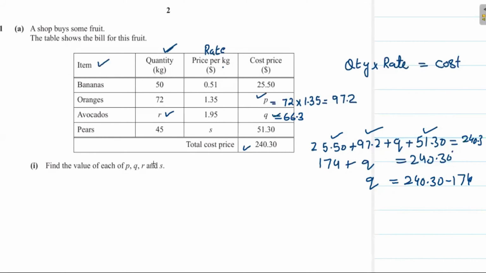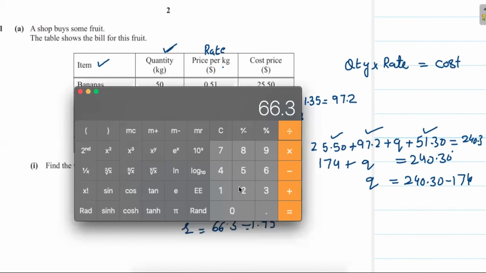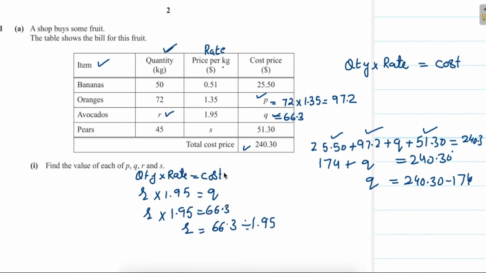Now the value of R we can find by R multiplied by 1.95, we get the value equal to Q, because when we multiply the quantity with the rate, we get total cost price. Therefore, see here the value of Q is 66.3. R multiply 1.95 and R will be equal to 66.3 divided by 1.95. Now 66.3 divided by 1.95, the answer will be equal to 34, and therefore the value of R will be 34. And the value of Q is 66.3.